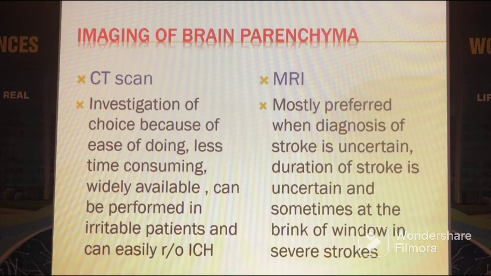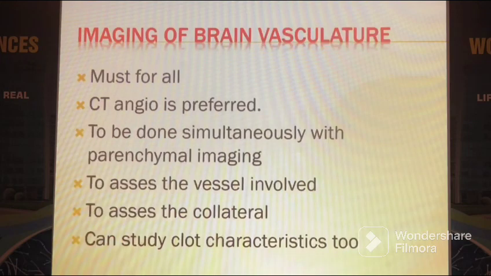that infarct has appeared in diffusion but not in FLAIR. And sometimes some neurologists do prefer MRI at the brink of window period in severe strokes because they want to see whether already FLAIR and diffusion changes have appeared and should they thrombolyze or rule out these patients. And with the brain parenchymal imaging, immediately you have to do angio.